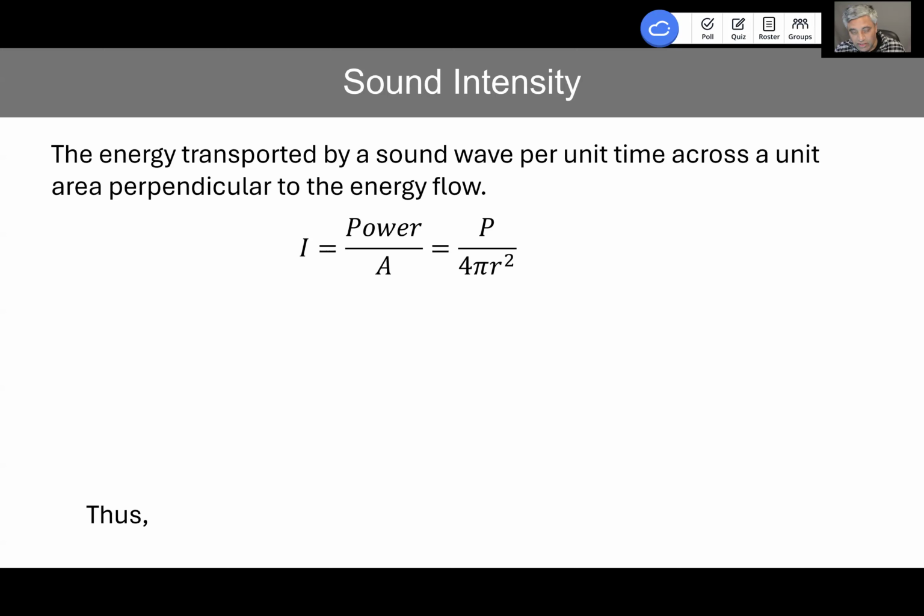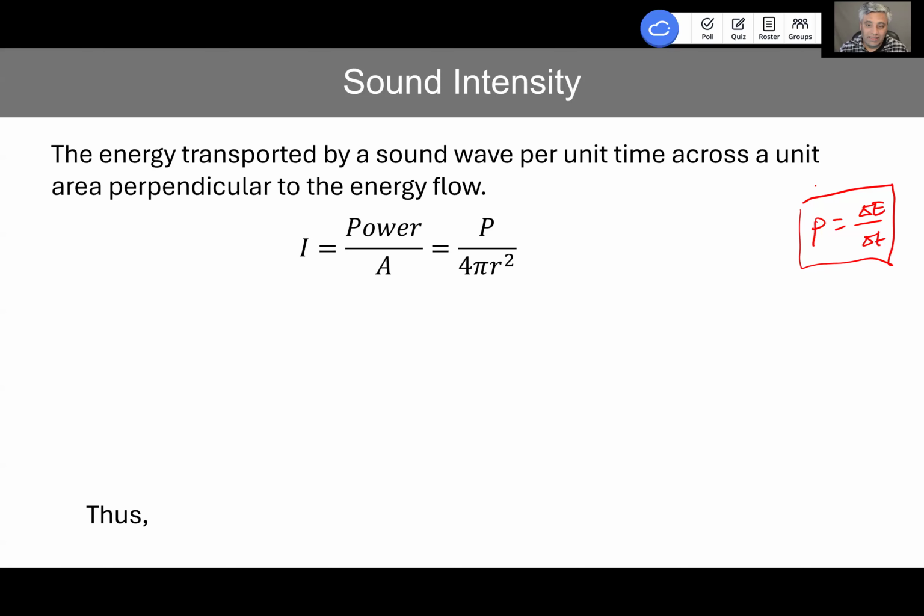So now when we talk about sound, basically when a wave is moving, it is transferring energy, and the rate of transfer of energy is called power. We define power as the change in energy over a time interval. Probably you remember from physics 1, right?